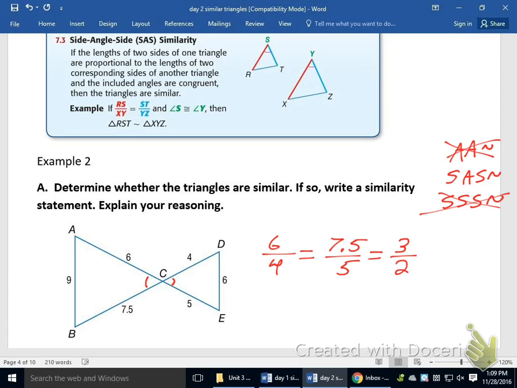So they are similar. I have AC over CD equaling BC over EC. And don't forget, angle ACB is congruent to angle DCE.